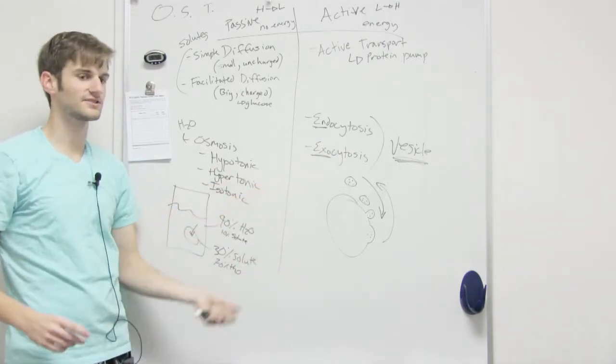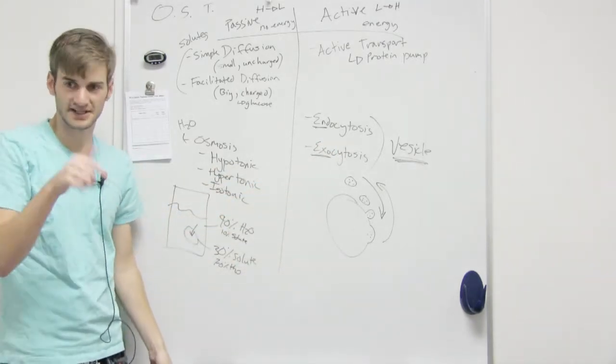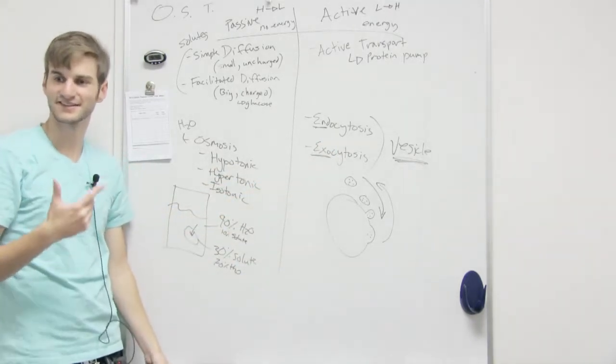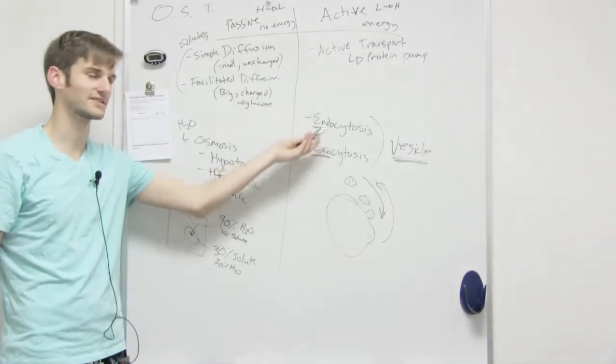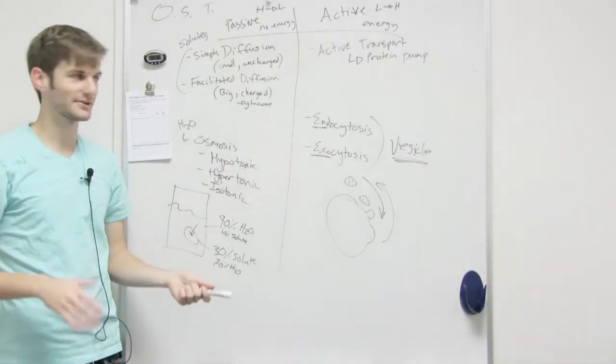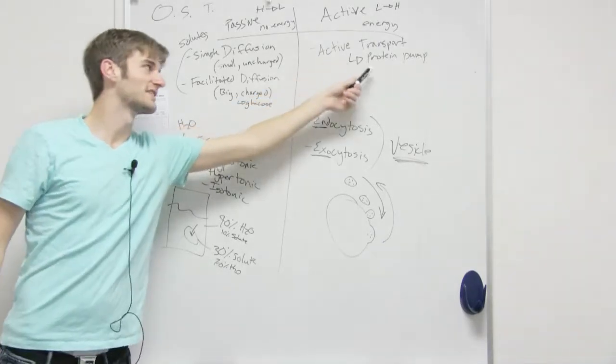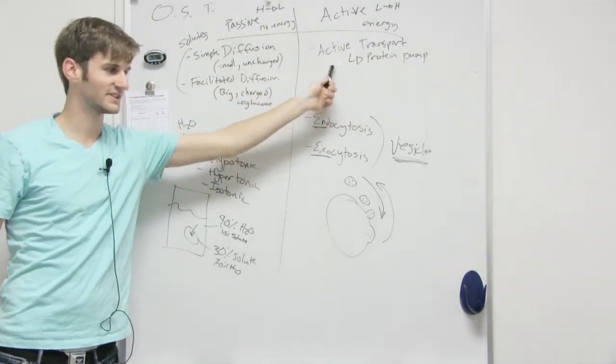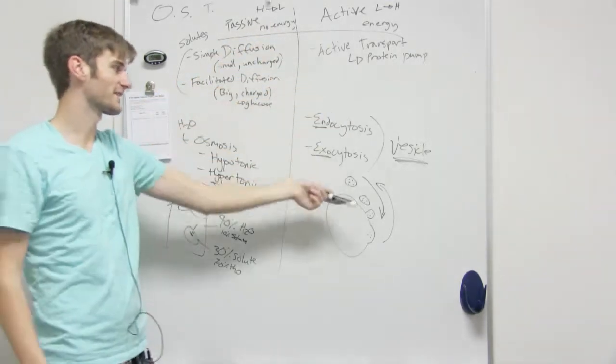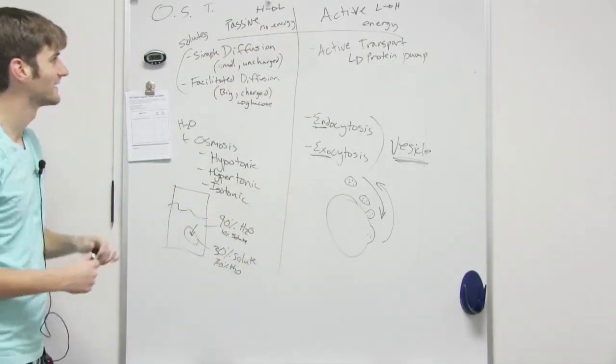Too often I see students thinking, oh, it's saying it's going into the cell. I remember the trick, endo, for into the cell. And so they put this down. No, that's not necessarily right, because active transport can go in or out of the cell. It doesn't matter. If it needs a protein pump, you're at active transport. If it needs a vesicle, you're down here.